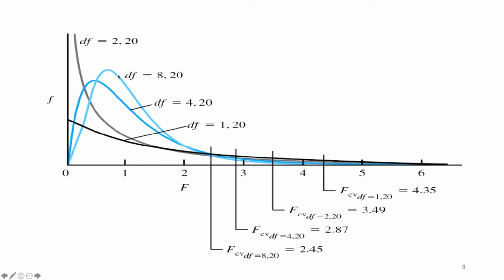What we want to find is an F score which is large enough that it's in the tail beyond the critical value. So here the critical value with degrees of freedom 8 and 20 is 2.45. The degrees of freedom with 4 and 20 is 2.87. So an F value larger than 2.87 down in the tail is statistically significant. Thankfully, we don't really have to look at F-score tables anymore. They're really complicated because you have 2 different degrees of freedom.